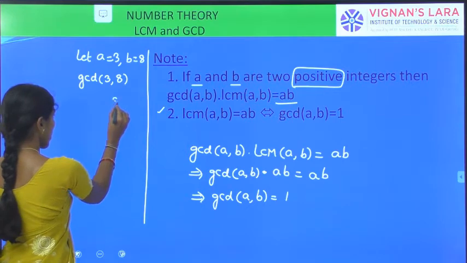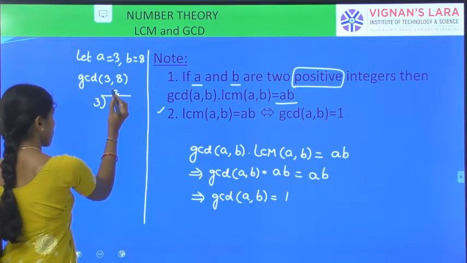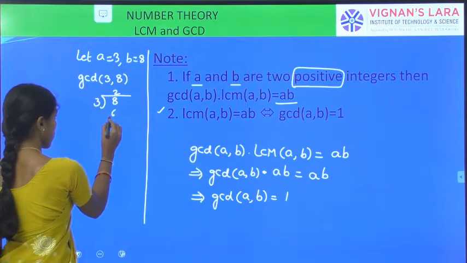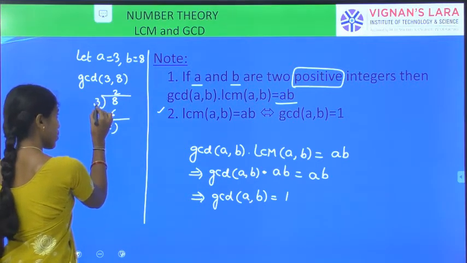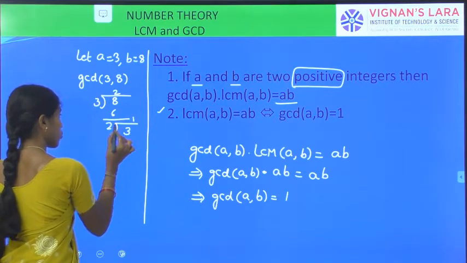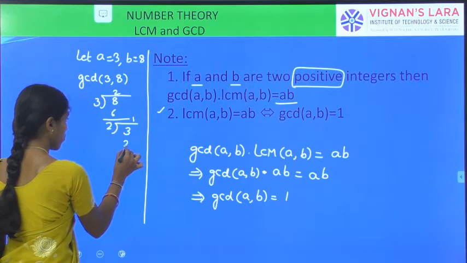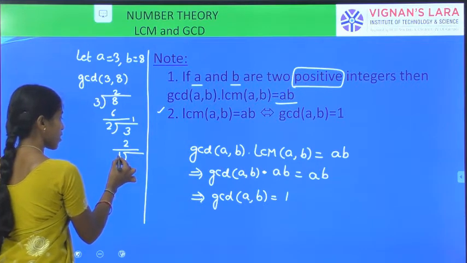Which one is the maximum number? 8. So take this 8 as the dividend, 3 as the divisor. 3 2s are 6, we get 2 as the remainder. Again divide the previous divisor using this remainder: 2 1s are 2, remainder 1. So again divide the previous divisor using this remainder.